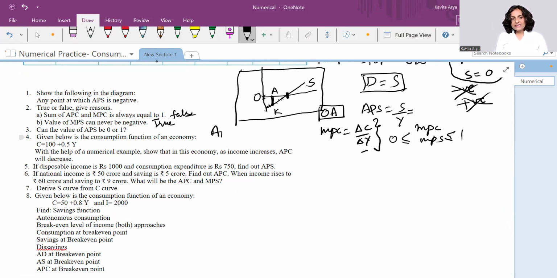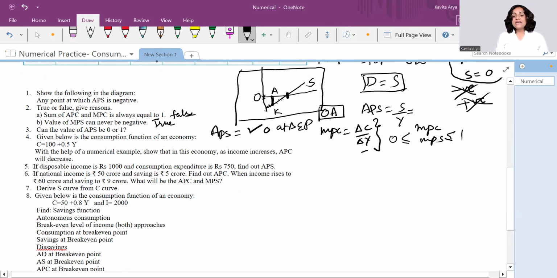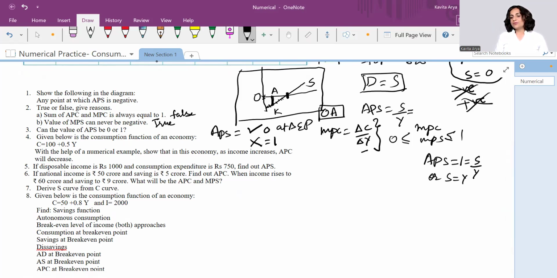So, we'll say APS can be equal to 0, yes, at break-even point, BEP, but APS can never be equal to 1. Why? Because for APS to be equal to 1, it means S by Y is equal to 1, or we say S is equal to Y by transposing it here. So if Y is transposed here and S becomes equal to Y, is it possible in real life? Can you save the whole income which you have earned? No, the whole income cannot be saved.